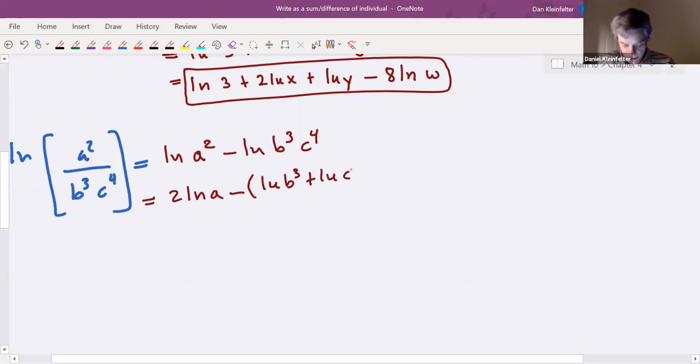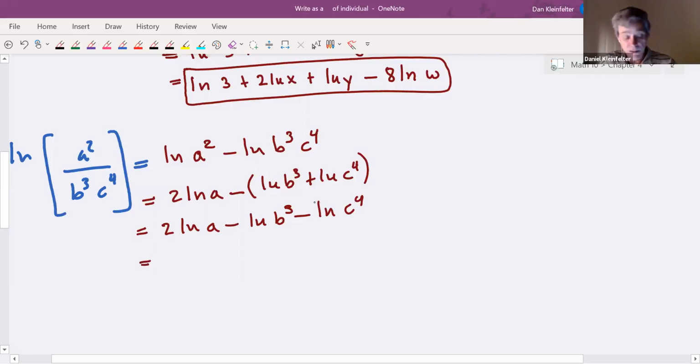plus natural log c4. Okay, it's a very common mistake to leave off those parentheses, but then that would imply that only the b cubed part is in the denominator, but the c4 would have been in the numerator. Okay, so be very careful about those parentheses. Okay, in the next step, I'm going to distribute the parentheses, and then in the step after that, I'll take care of that exponent. So we have 2 natural log a minus natural log b cubed minus natural log c4.